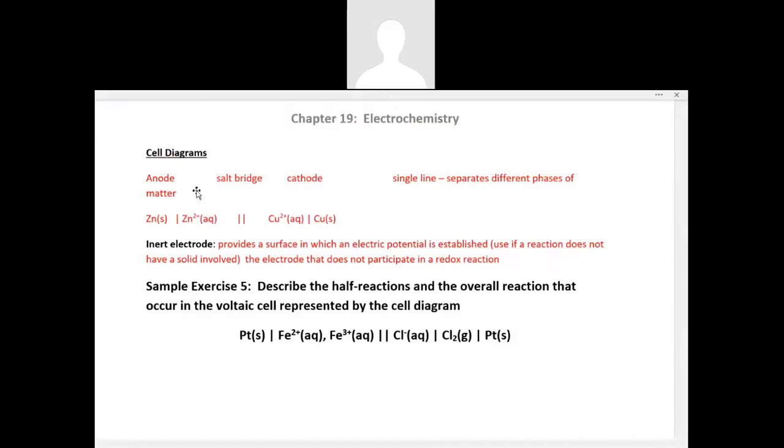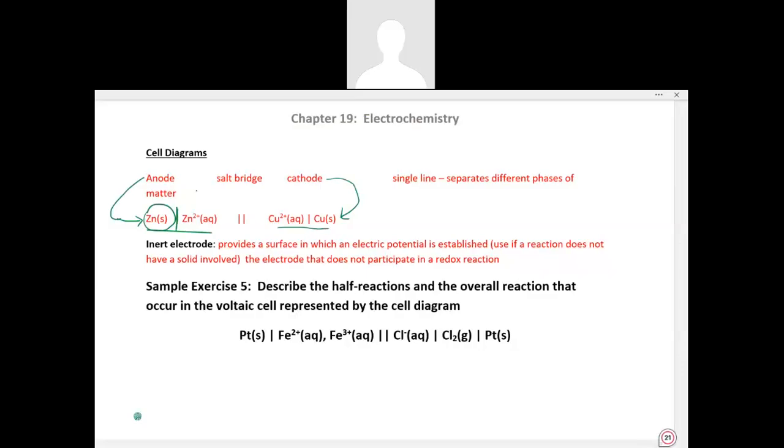So for example, we have this cell diagram shown here. We always list the anode on the left-hand side. So this is going to be the anode information down here, or the reaction that's happening at the anode. And then down here, we'll see the reaction that's happening at the cathode. So the way that this is designated here, we have our solid phase electrode, our zinc electrode over here at the anode. Then we have this single line that separates our phases.